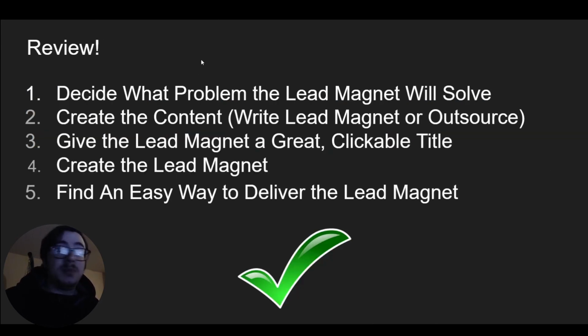And now let's just briefly review this entire lesson. So step number 1 is to decide what problem the lead magnet will solve. Step number 2 is to create the content. Step number 3 is to give the lead magnet a great clickable title. Step number 4 is to create the lead magnet as a PDF. And step number 5 is to find an easy way to deliver the lead magnet to your audience once they opt in. All right, so that is how to create a PDF lead magnet.